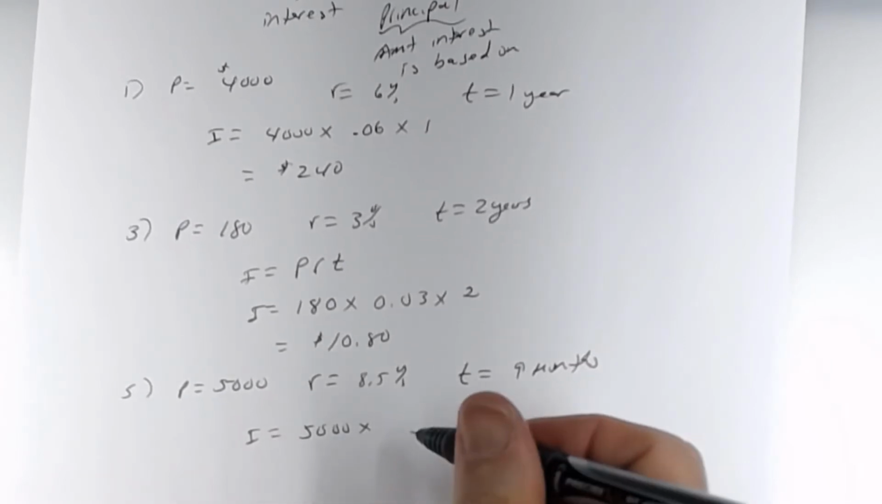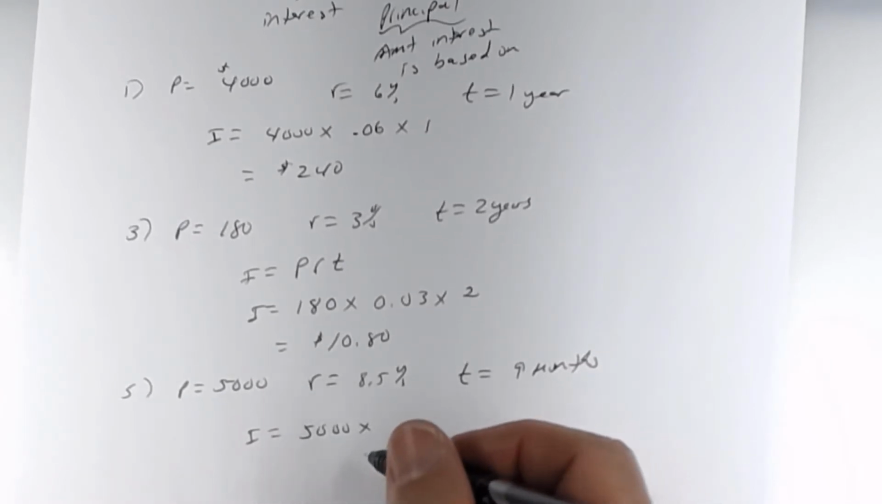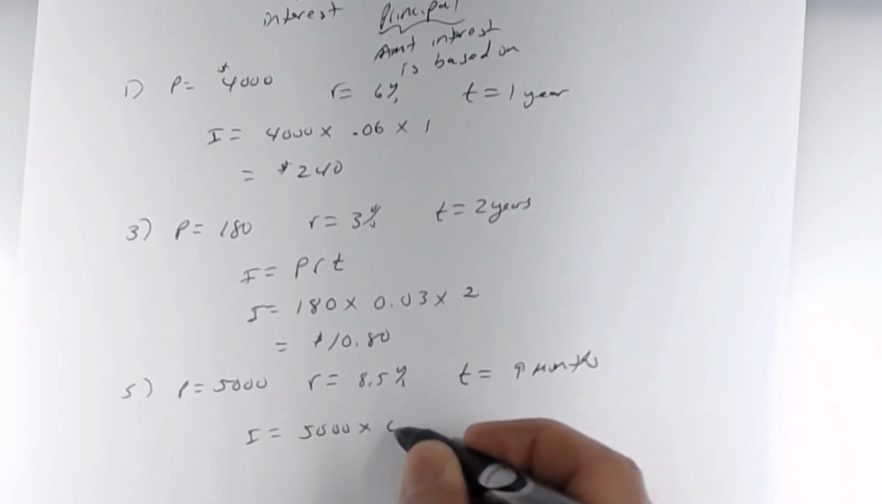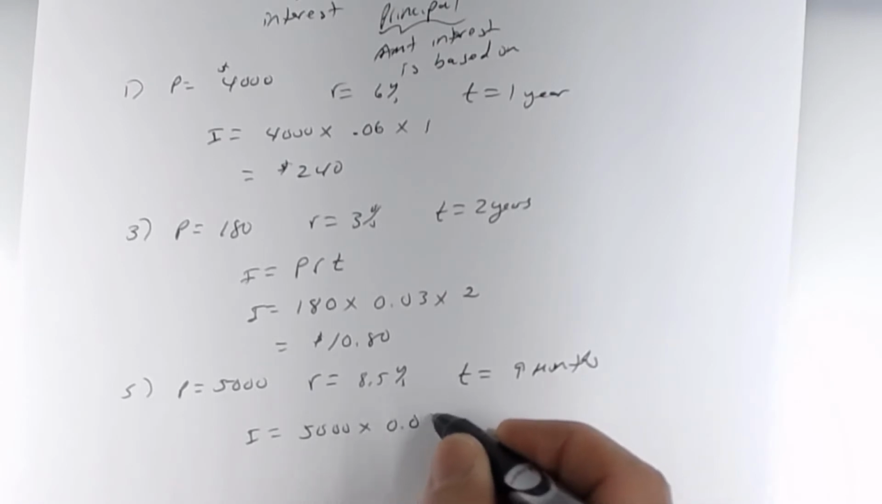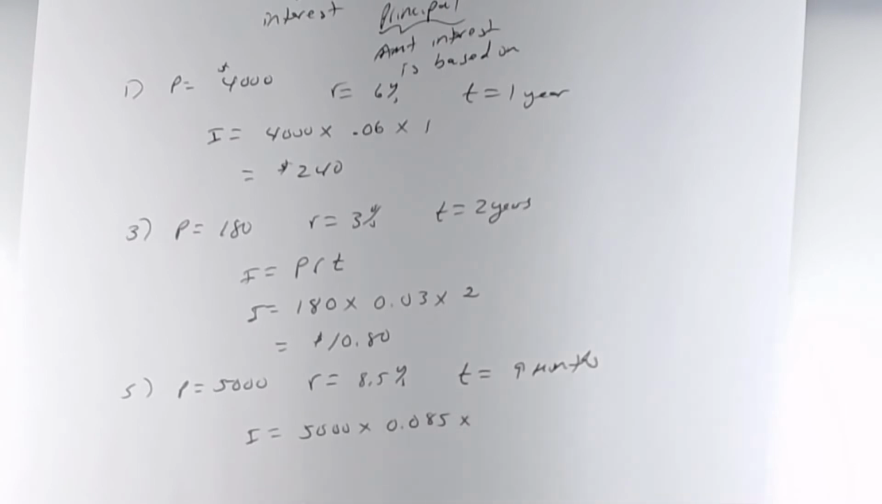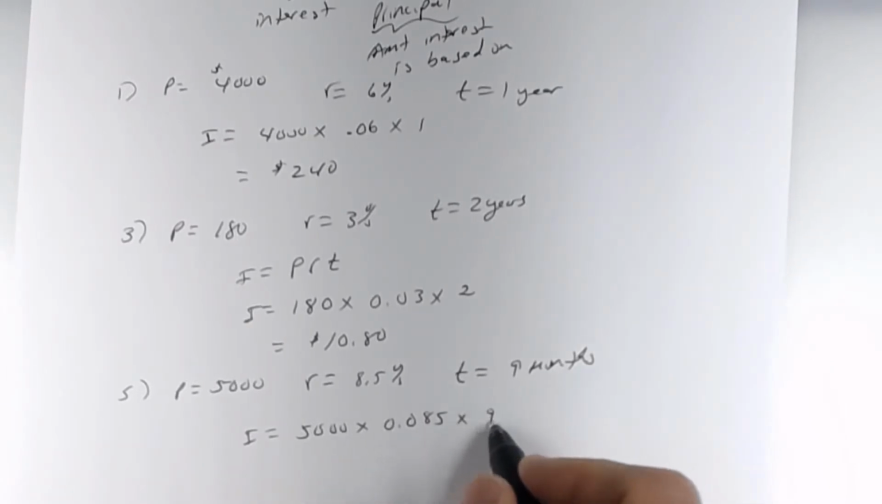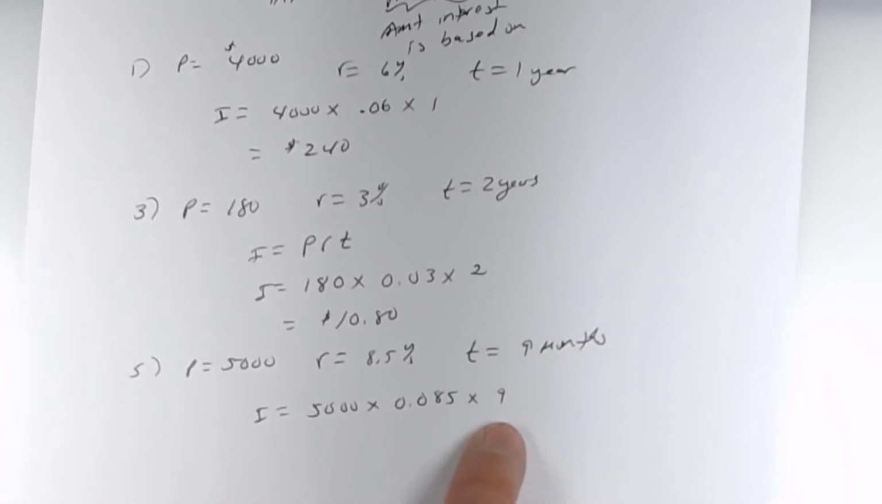Times the rate. What do you write the rate as? 0.085 times. All right, now let's talk about the time. If you put 9, okay, I'm telling you, listen carefully. If you do this, you're implying that the time is 9 years. But that's not 9 years, that's 9 months. So you got to remember how to convert months to years.